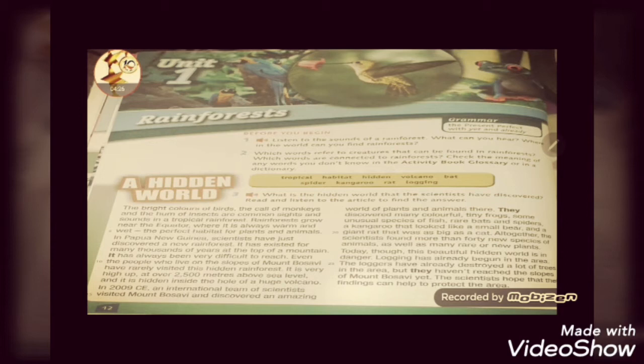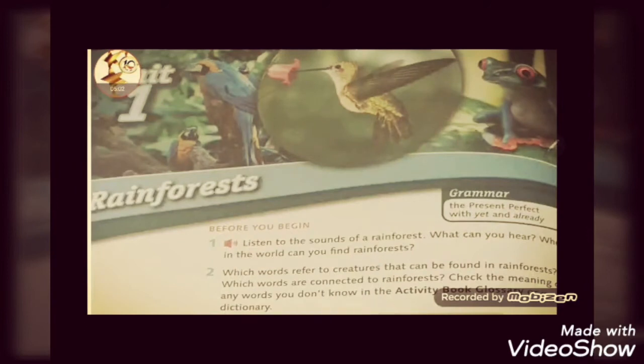What can you hear? شو بنسمع؟ Of course, what are we going to hear? We're going to hear lots of voices and sounds, different kinds of sounds from animals, insects, birds, frogs, anything that comes into your mind. أي شيء ممكن يخطر في بالكم انتوا رح تسمعوه in the rainforest. Where in the world can you find rainforest? وين بالعالم أو ببقعة في العالم نقدر نلاقي rainforest فيها.